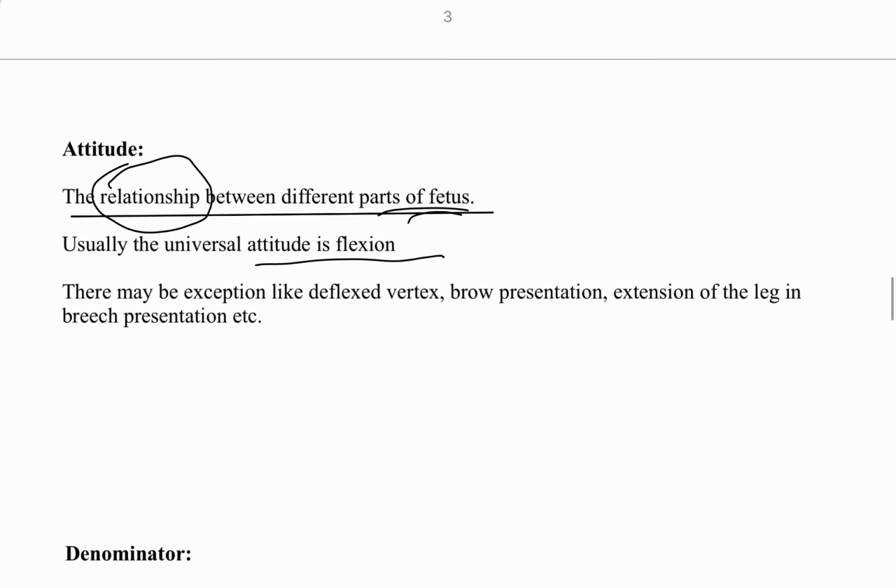So in case of brow presentation or face presentation, the vertex may be deflexed, and as we have discussed earlier, in breech presentation the legs might be extended in some cases. So the universal attitude is actually flexion, but sometimes different parts of the body may be extended in rare cases.